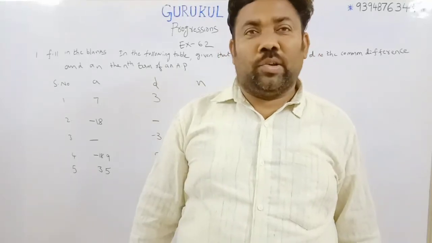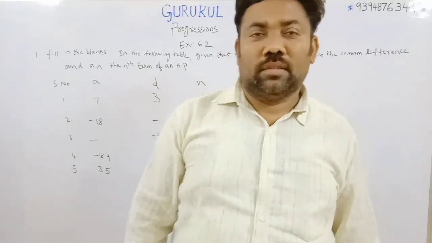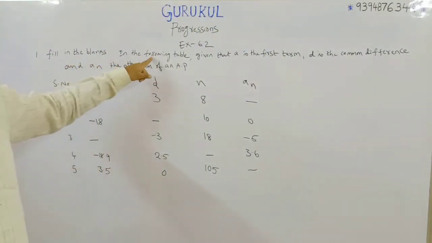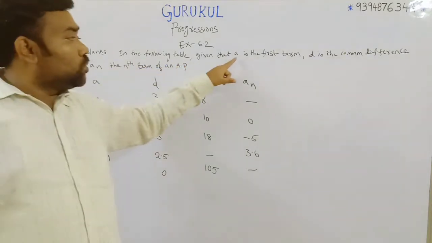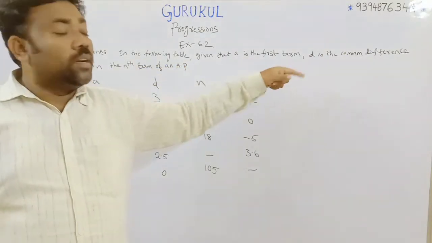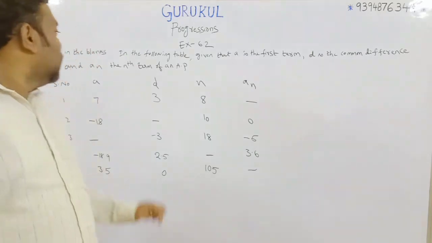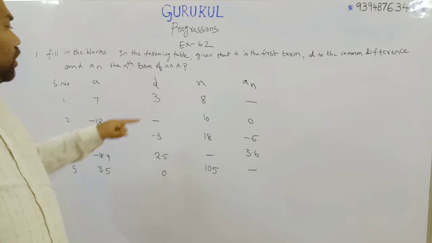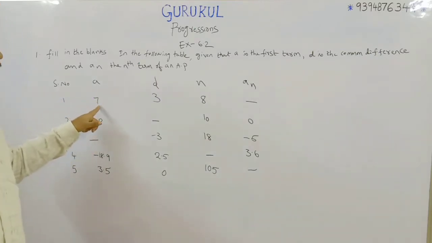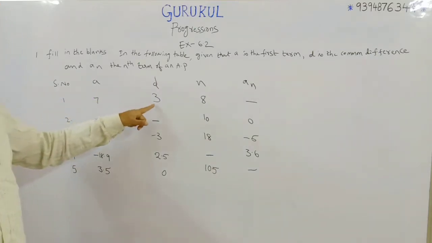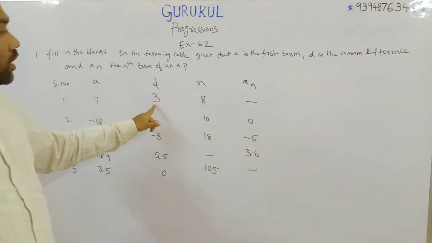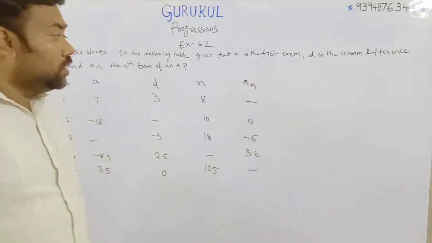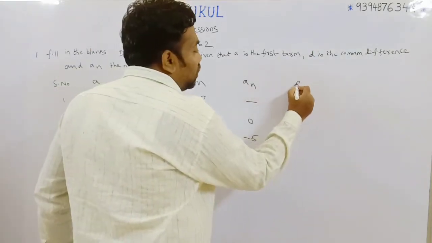Now exercise 6.2. First question. Fill in the blanks in the following table. Given that a is the first term, d is the common difference, and an the nth term of the AP. First one: first term is 7, common difference is 3, n equal to 8. Now find the an. What is the an formula?